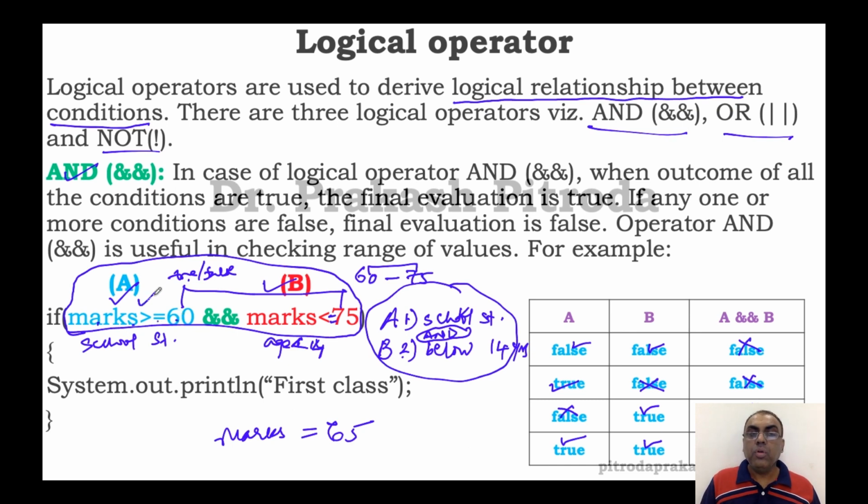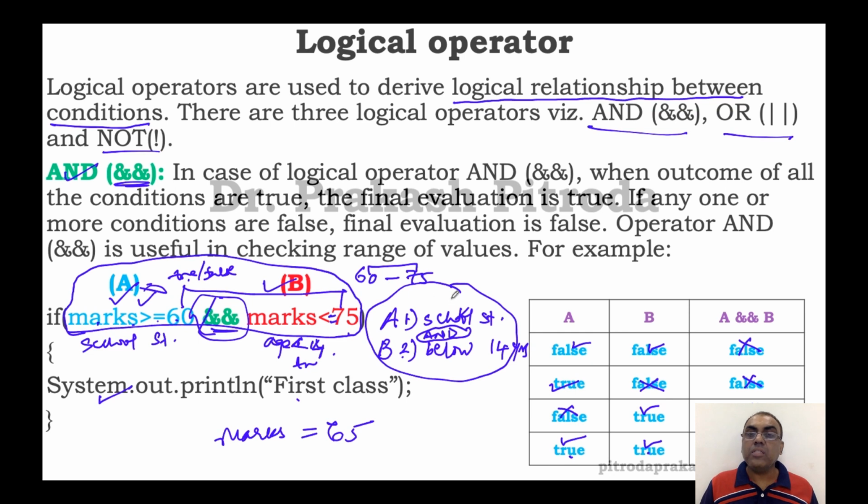So this is true. And in computer AND is written as two ampersand signs, you can't write a-n-d. Marks less than equal to 75, so 65 less than equal to 75 is also true. So true and true makes the whole condition true, so the computer will be able to provide yes, you got a first class. So when multiple conditions are there, you can have AND, you can have OR, and you can have NOT, we'll see OR and NOT later on, but I hope you have understood.